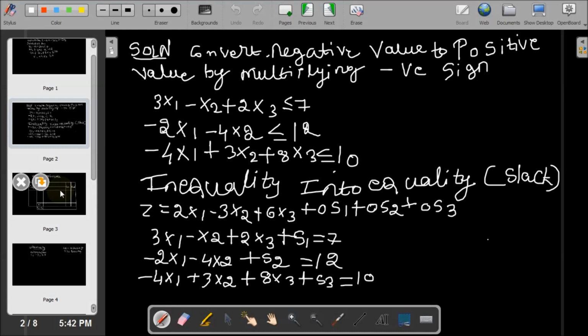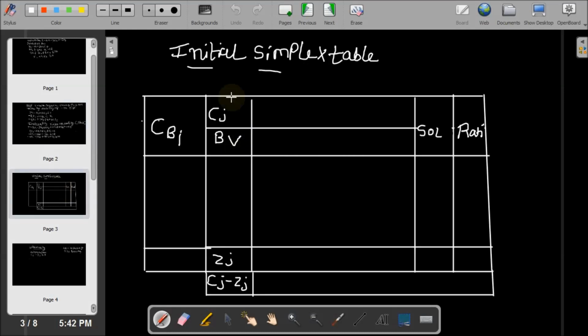So here also in the same way you have to construct it, but with little bit changes. See, so this is my initial simplex table. It looks like this. Here I use CBI. CBI is nothing but the cost of the variable. Cj, I will explain what it is. BV means basic variable, and I have to use Zj and Cj minus Zj. Along with that, I have to use two columns, solution and ratio. Now, I will construct the table, right?